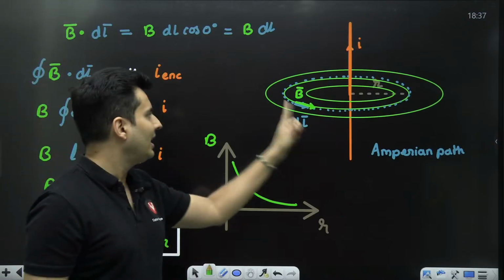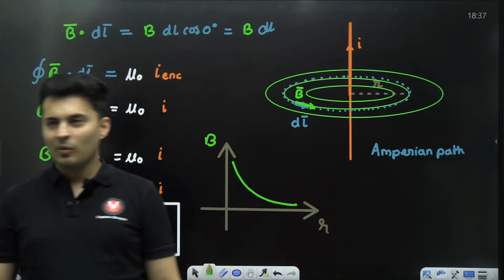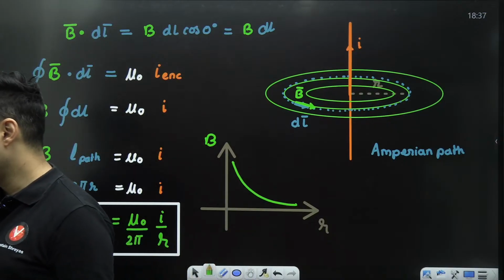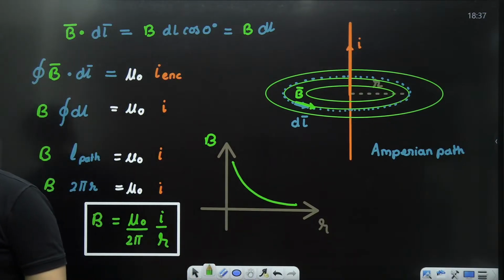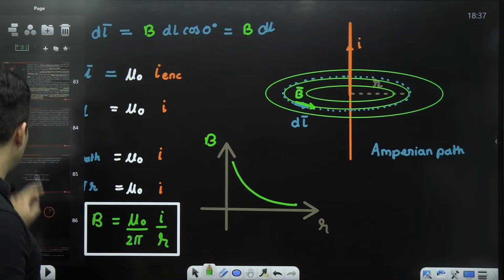This is outside the wire. What is the magnetic field? But what is it inside? That is what you might be wondering. So, exactly that is our question.